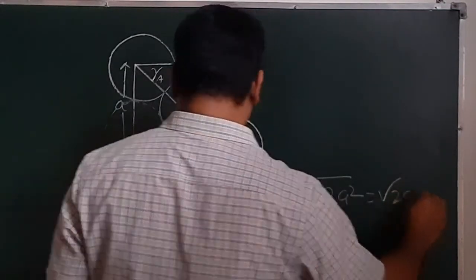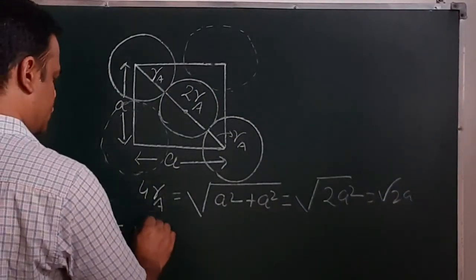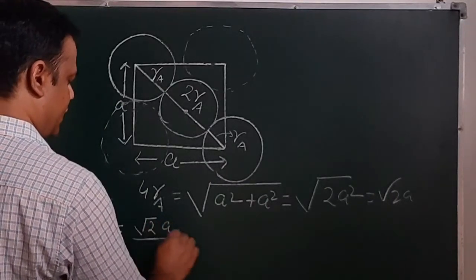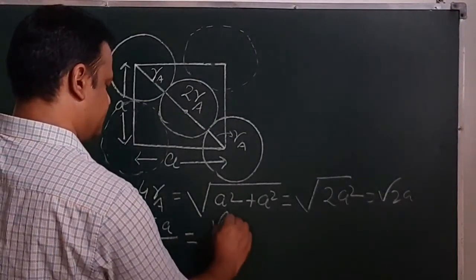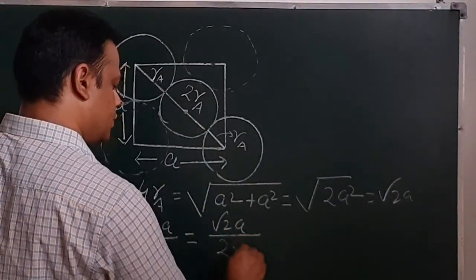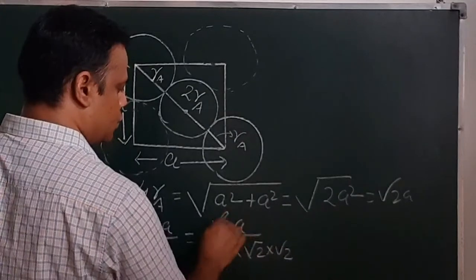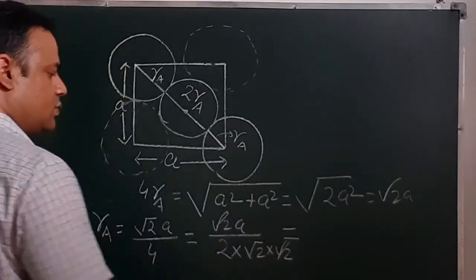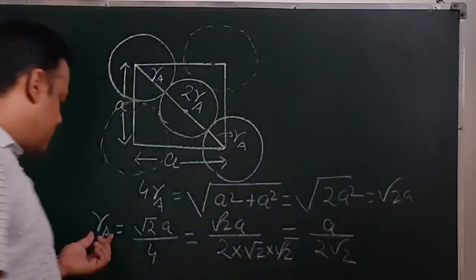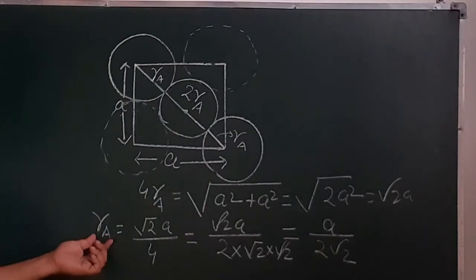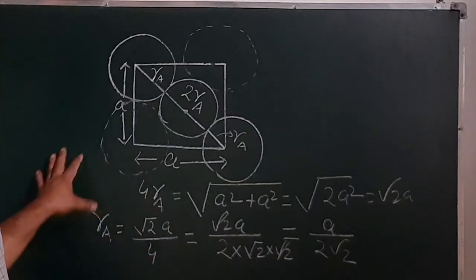From here we can write RA equals root 2 A divided by 4, and we can write 4 equals 2 into 2, and 2 can be written as root 2 into root 2. From here root 2 will cancel out, and this will be equal to A divided by 2 root 2. So the relationship between the radius of the atom and the edge length is RA equals A by 2 root 2. We have this relationship.